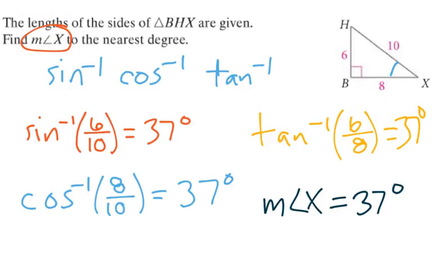Now you don't have to do all three in order to find it. I was just trying to show you that if you do any of these three, we're going to end up with the same answer. They all end up the same if you do it correctly. That's if you already know all three sides. Okay?